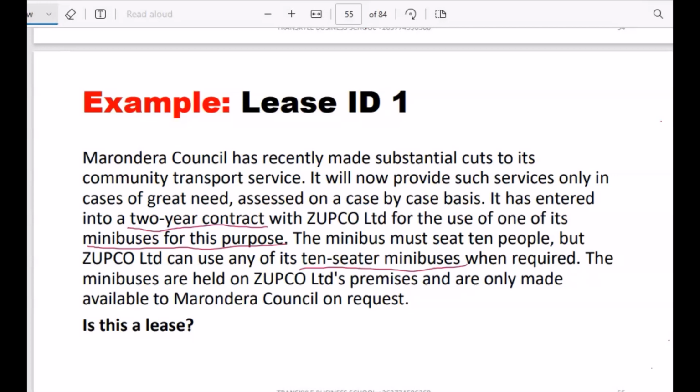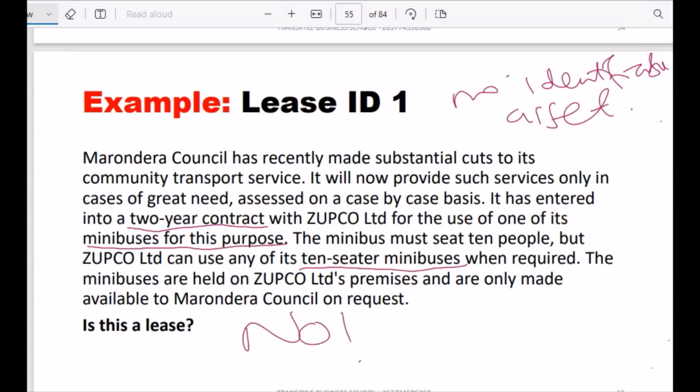So this company Zupco has got a lot of minibuses, and what Marondera Council wants is a minibus to just ferry their people as and when required. Now, the question is, is there a lease between Zupco and Marondera Council? Obviously, there is no lease in this case. Why? Because there is no identifiable asset. So the answer is no. It's not a lease.